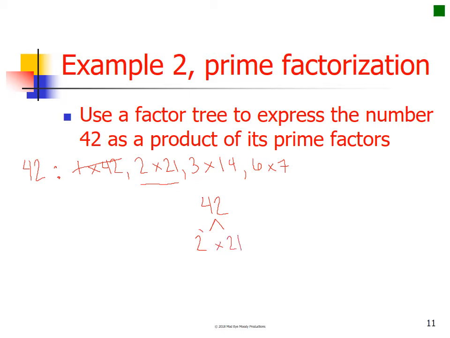Now, 2 is a prime number, so I'm going to go ahead and circle that. But then I'm going to use another set of branches to rewrite 21 as its factors. And I know 3 times 7 is 21. Well, 3 is prime, and 7 is prime. And so now I have all numbers that are prime factors. So the prime factorization of 42 is 2 times 3 times 7. That is how to prime factor a number in a more organized way.